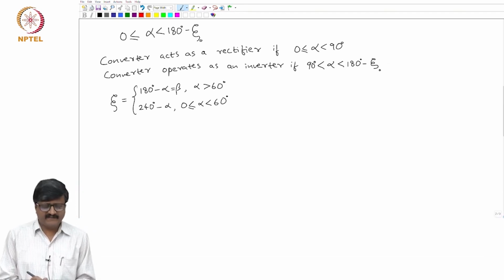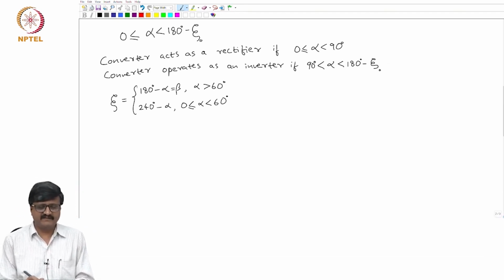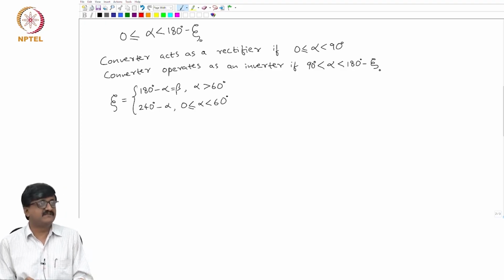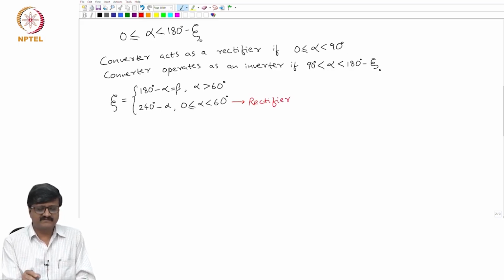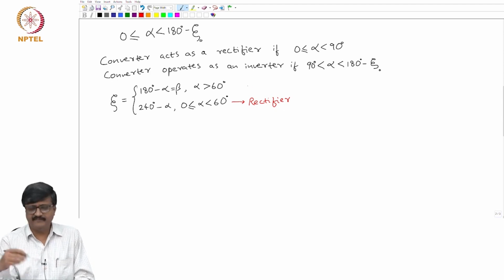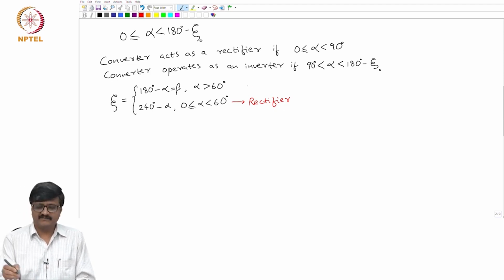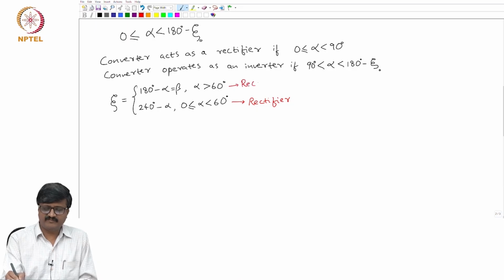So what is relevant for us as far as the commutation margin angle is concerned is alpha greater than 60. Alpha less than 60 corresponds to rectifier operation. Please note that alpha less than 90 in fact corresponds to rectifier operation. So this corresponds to rectifier operation, whereas alpha greater than 60 corresponds to both rectifier and inverter, because from 60 to 90 it is rectifier and beyond 90 it is inverter. So this corresponds to both rectifier and inverter operation.